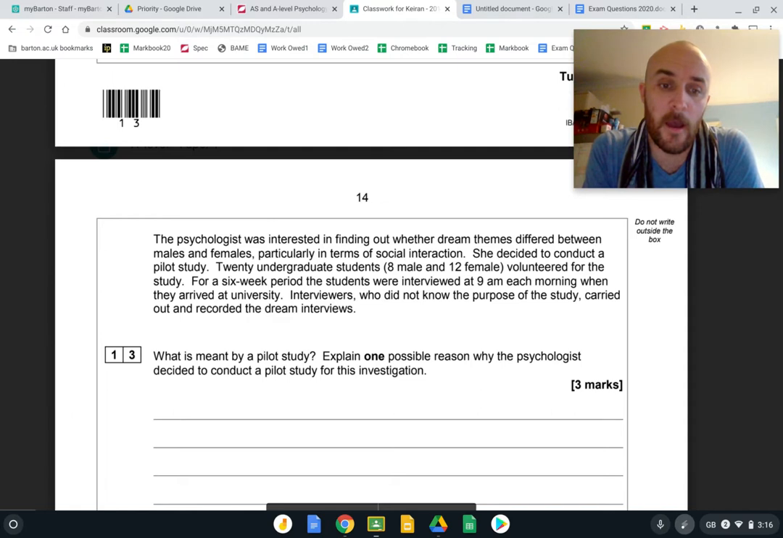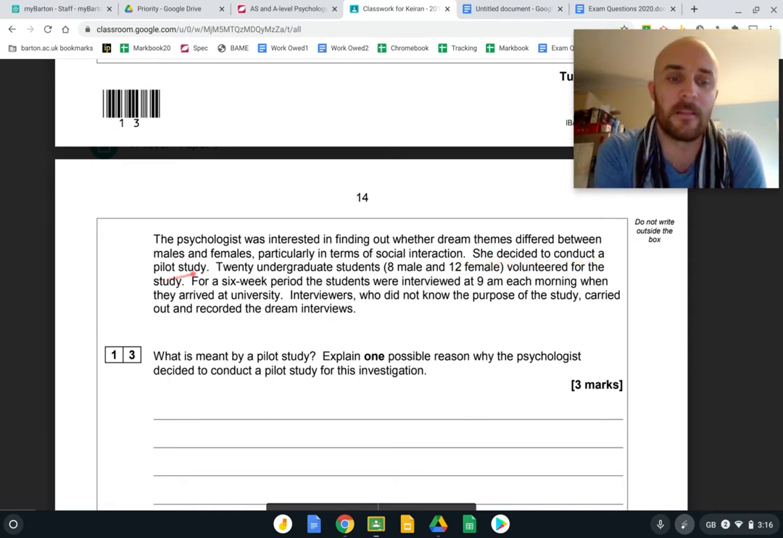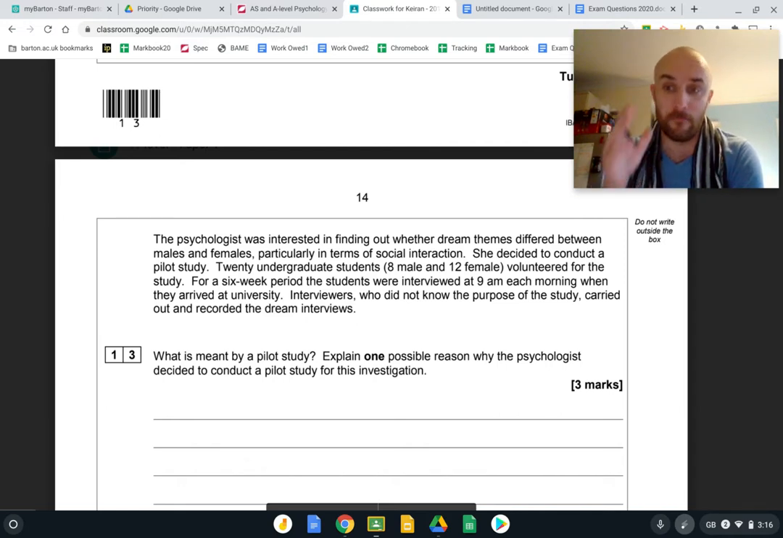Fine. Now, if I was reading through that, I'd highlight it in an exam. Why the hell have they said that? She decided to conduct a pilot study. They're obviously going to then ask you about that. They word these stems very, very carefully. So a really good strategy, actually, is to highlight the bits that stand out.